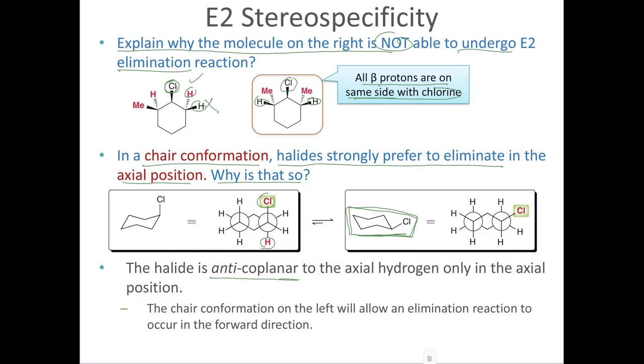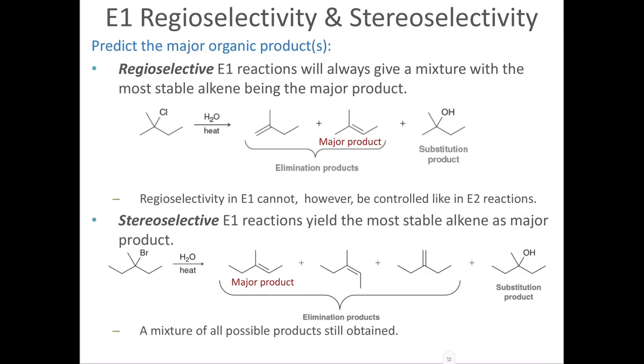We can do that if we draw the molecule in such a way that we are able to visualize that orientation. And when we do it, it happens that the axial position of the halide is the one that is favored during the elimination process.